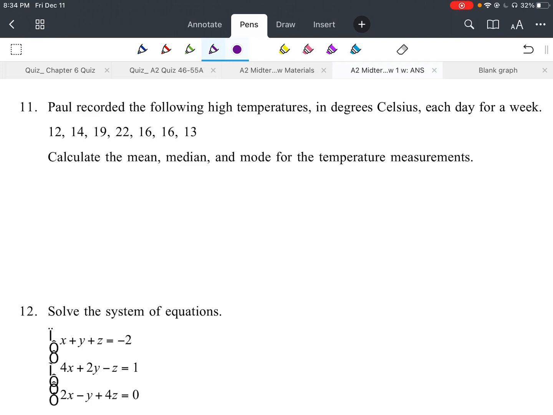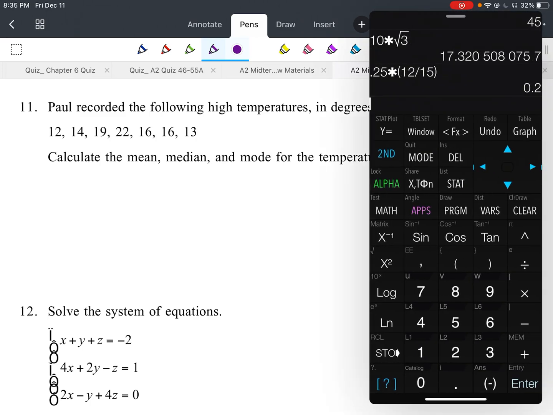All right, calculate the mean, median, mode for the temperature measurements. There's a billion ways to do these things, but you can put them all in your calculator and hit a button and it would do all those things for you. But for seven data points, I just do it by hand. 12 plus 14 plus 19 plus 22 plus 16 plus 16 plus 13. And we'll just divide that by 7, oops, not times 7. 112 divided by 7. There we go. That's 16. So our mean is 16.